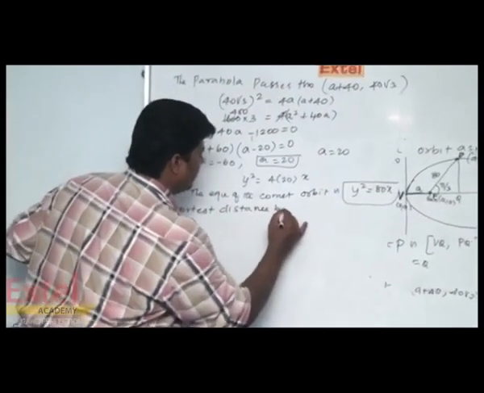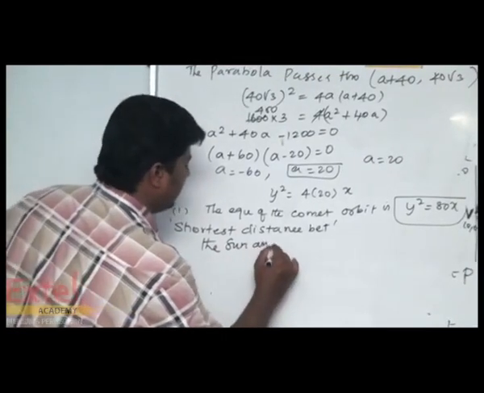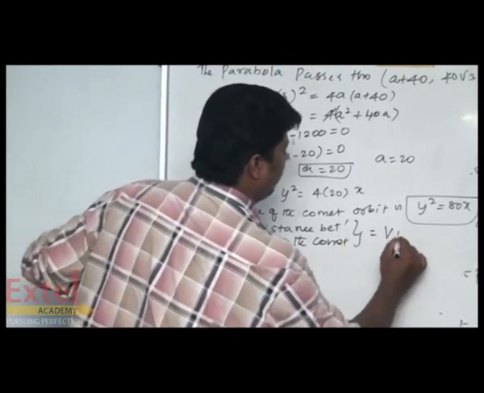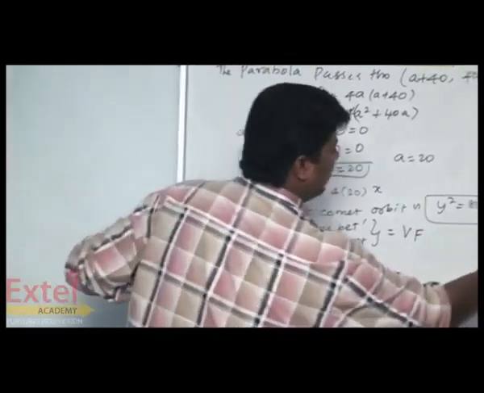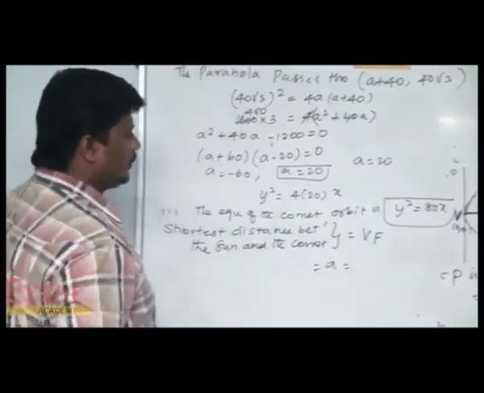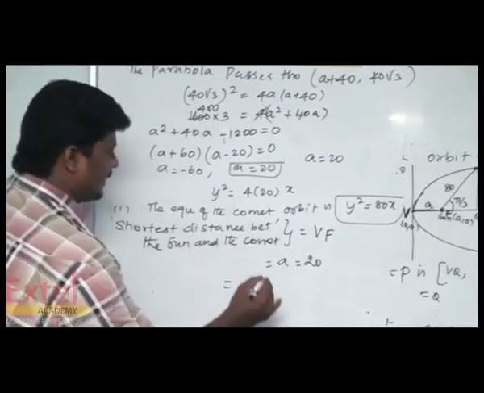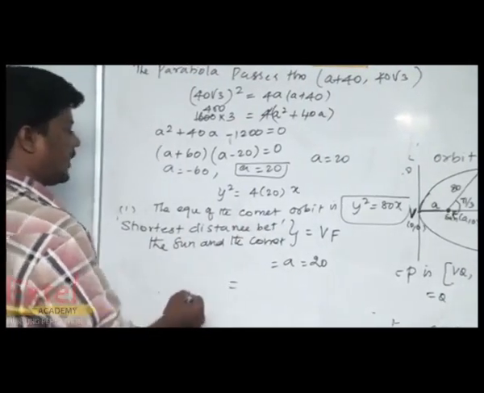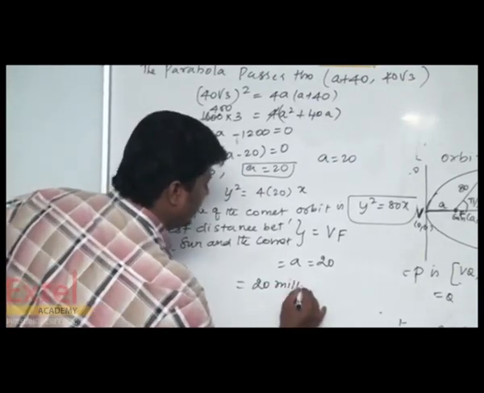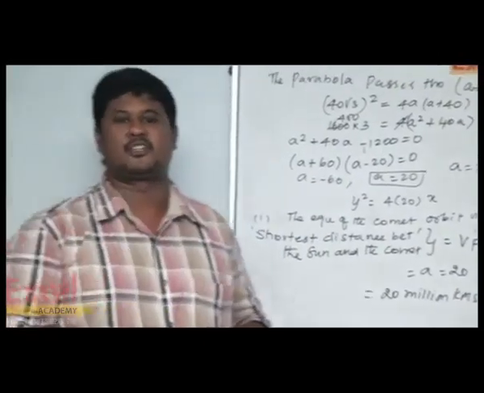Therefore, the shortest distance between the sun and the comet is nothing but VF. VF is nothing but A. Already we know that A is equal to 20. Therefore, in words we can write: the shortest distance between the sun and the comet equals 20. The unit given here is million kilometers, so 20 million kilometers. So with this we are finishing the problem.